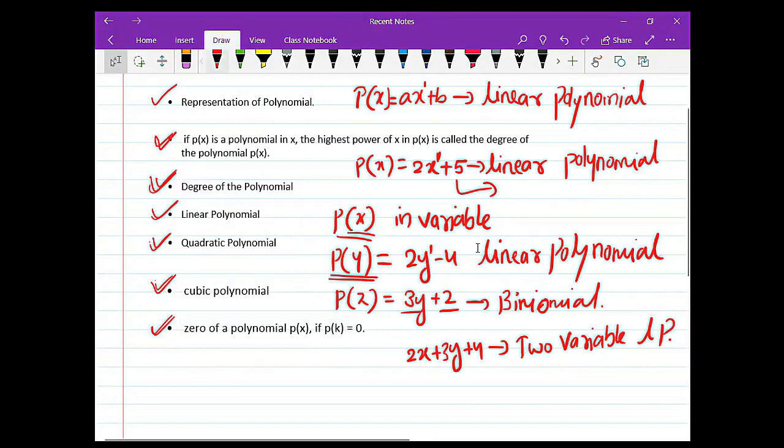You have learned here how we represent a polynomial. Polynomial p of x is in variable x. Polynomial p of y is in variable y. Polynomial p of z means the polynomial is in variable z. So now, if p of x is a polynomial in x, the highest power of x in p of x is called the degree of the polynomial. You have learned the degree of the polynomial in ninth class.